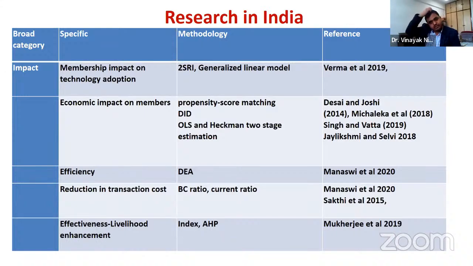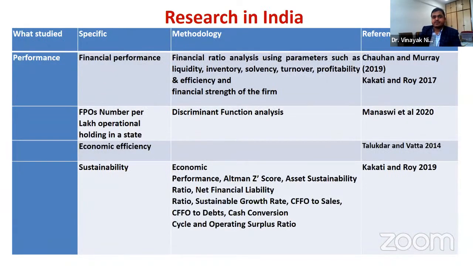These outcomes mean the impact aspect. Researchers have carried this out in India, and the methodology mostly is the treatment effect model, which we can see in PSM, Heckman two-stage model. Then instrumental variables have also been used by some researchers. Verma and others have used the generalized linear model, and others simply, for efficiency, DEA or the translog production function. Most of these researchers have used the BC ratio index. These are also used to see the impact of these FPOs, and to see the performance of FPOs.